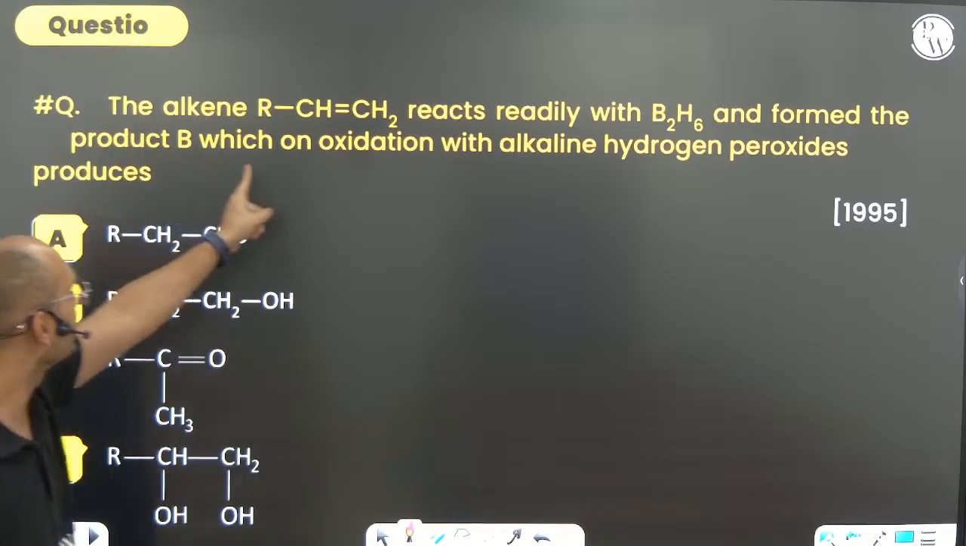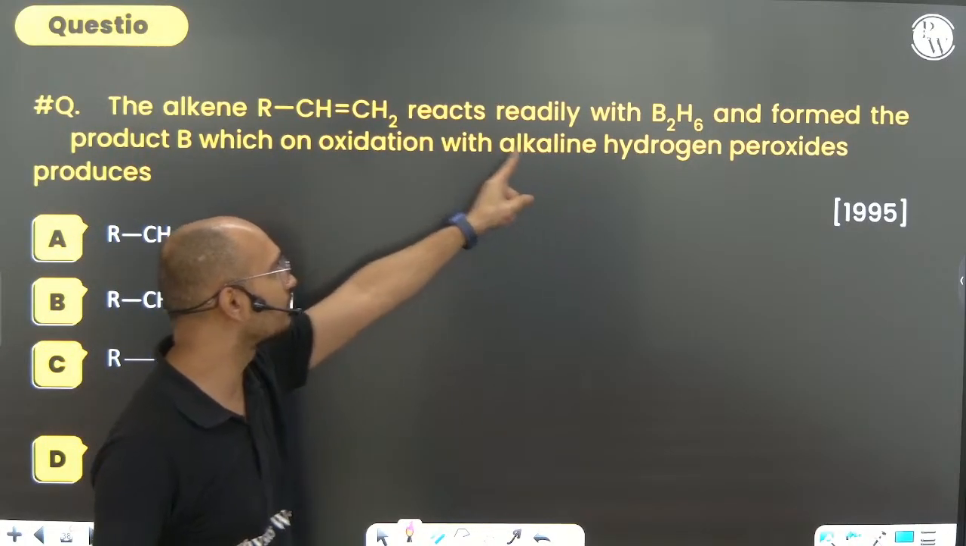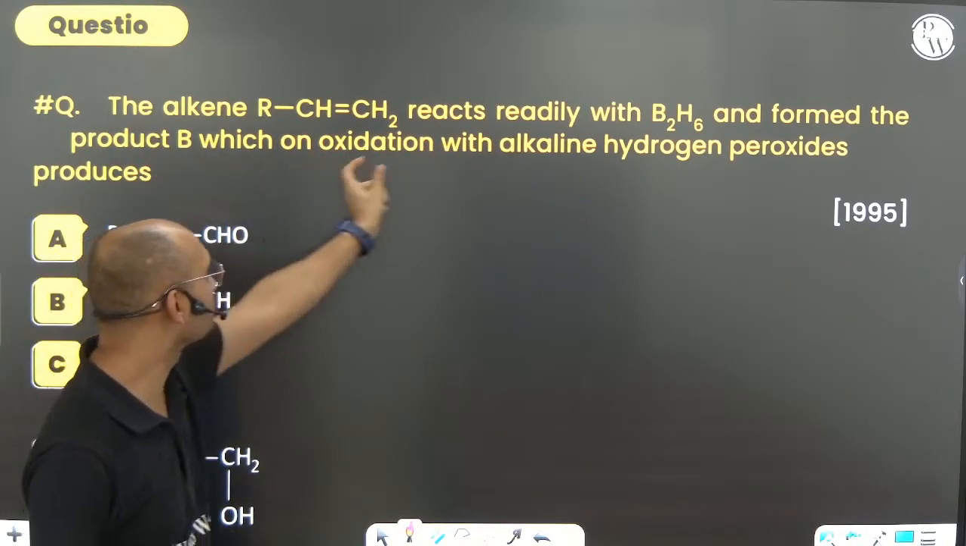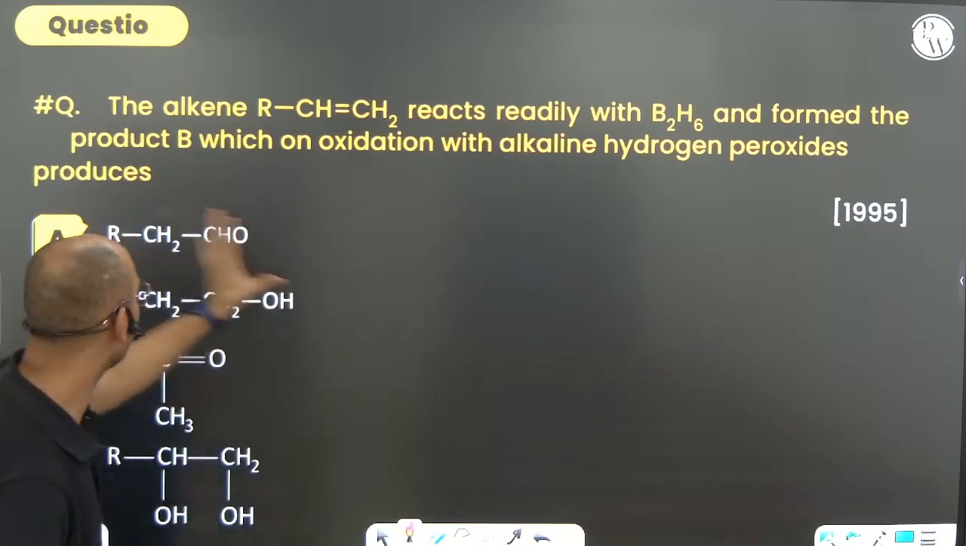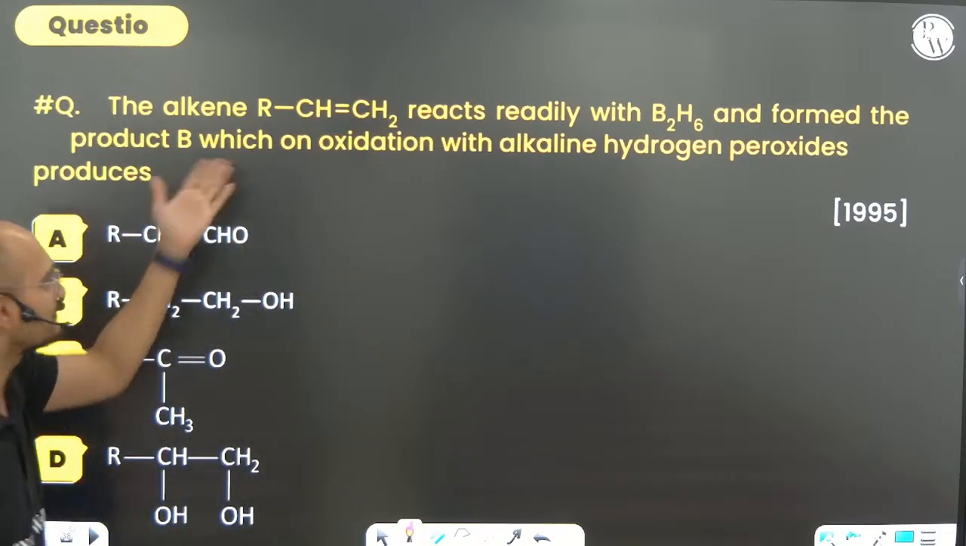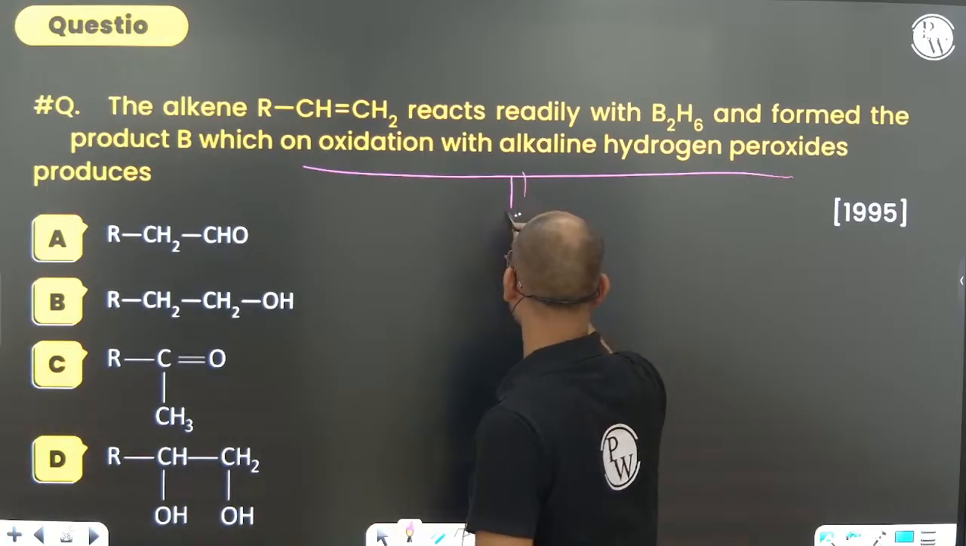So the alkene RCH=CH2 reacts readily with B2H6 and forms the product B, which on oxidation with alkaline hydrogen peroxide produces, can you see, it is nothing but hydroboration oxidation reaction.